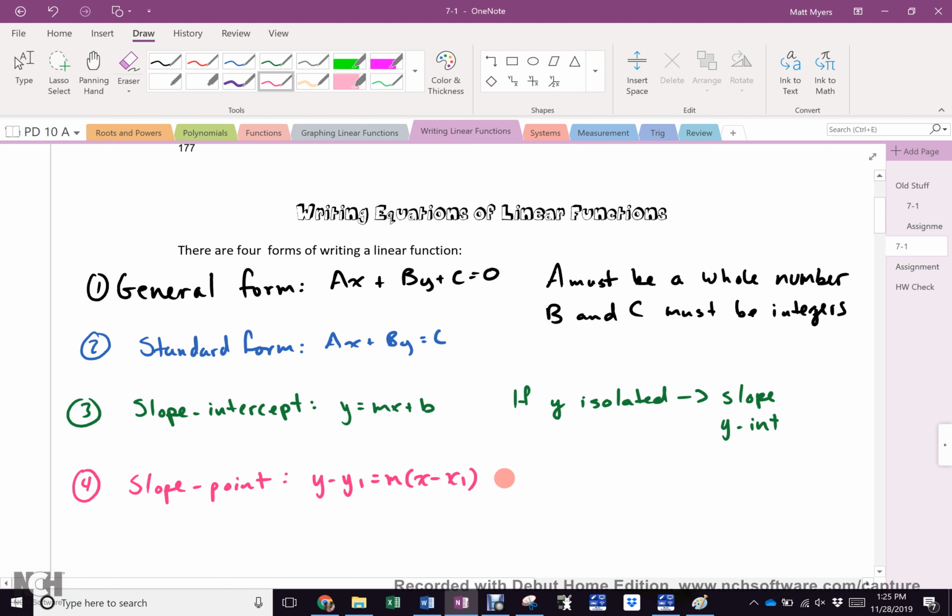And that tells us m is the slope and x1, y1 is a point. But opposite. Yeah? Yeah.